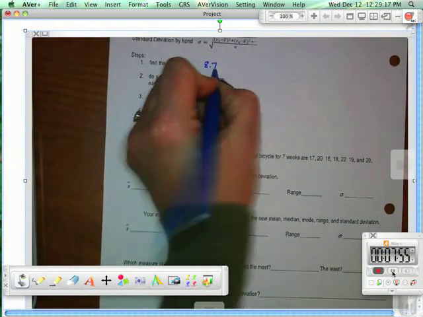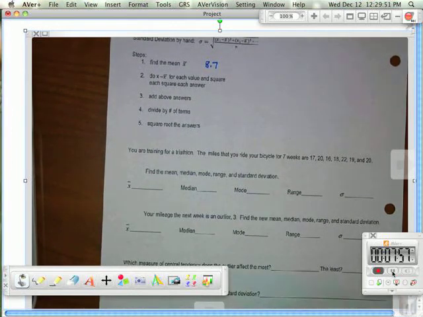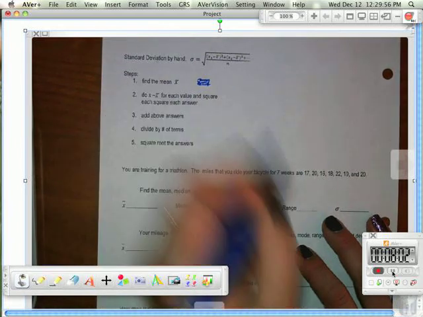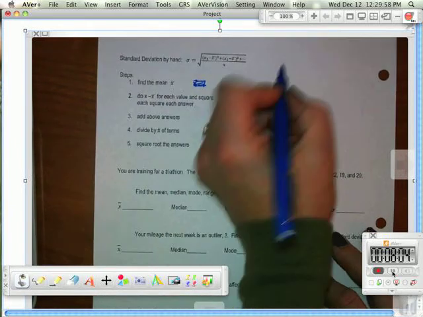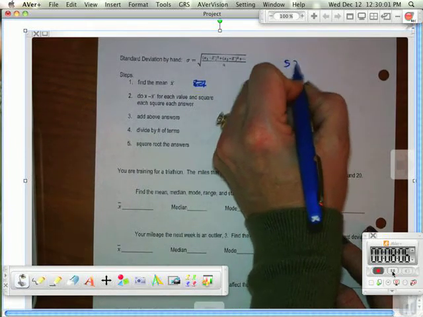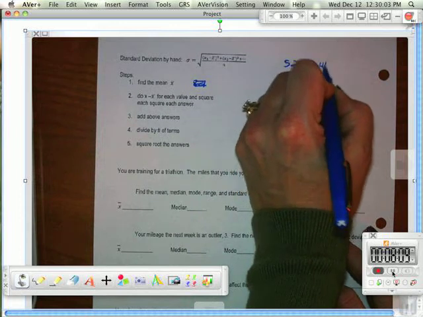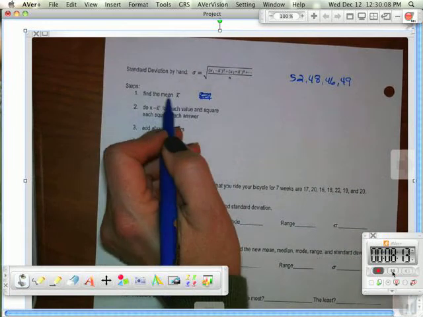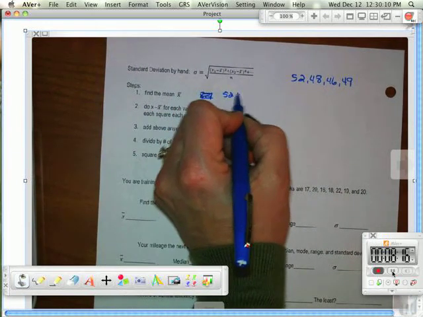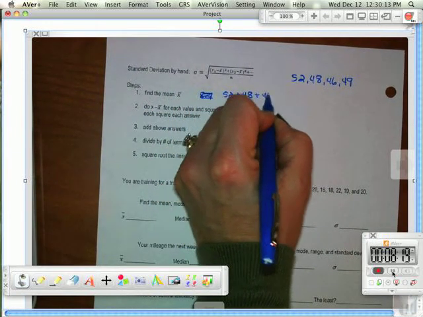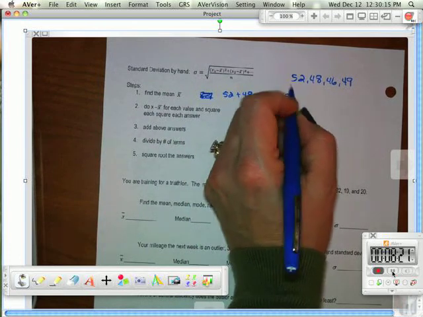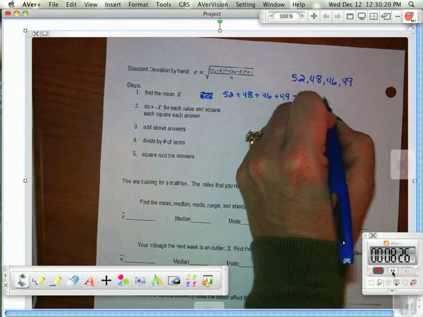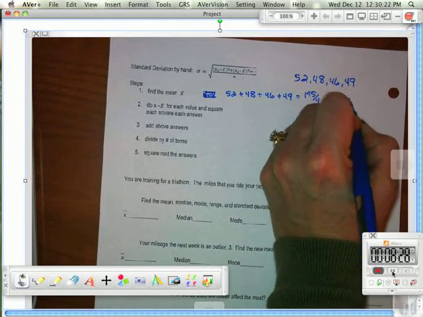Okay, I decided this set is going to take too long for the 9 pieces, so let's just pick some new values. Let's say we're using, these are heights of people, 52, 48, 46, and 49. So if I have to do this by hand, I'm going to find the mean. I add these all up, 52 plus 48 plus 46 plus 49, and I get 195, and I divide that by 4, and my mean is about 48.75. It's the average height.